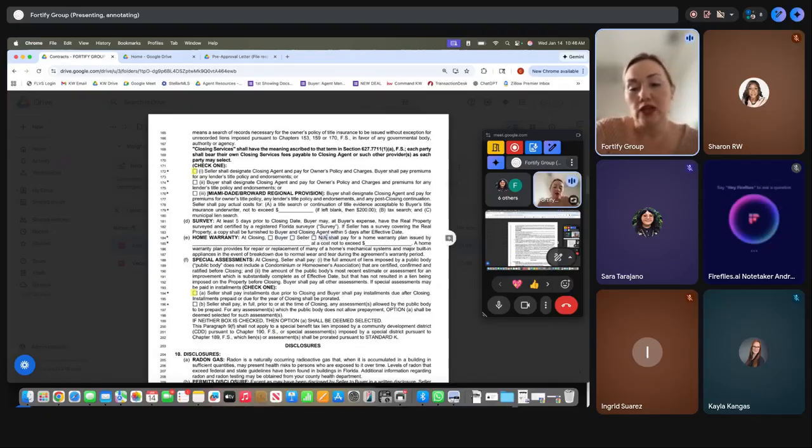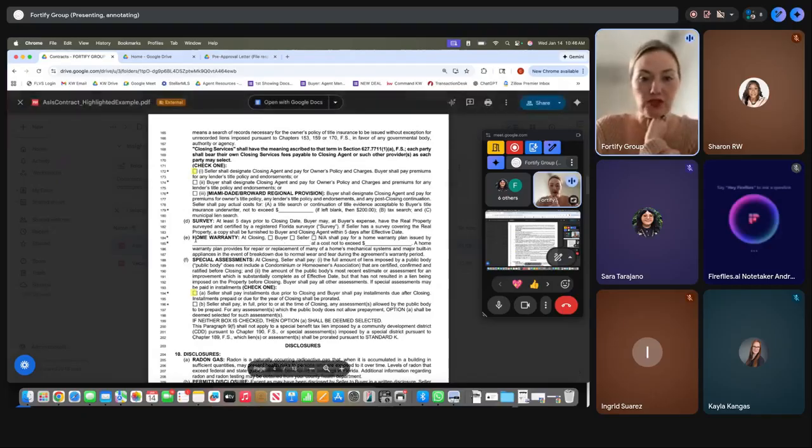I like to go ahead and check NA if the buyer isn't going to expect that, because again, I want this contract to look as appealing and easy to work with to the seller as possible, so they're more likely to pick it. So that's just something to keep in mind. You can leave it blank. I like to check NA.